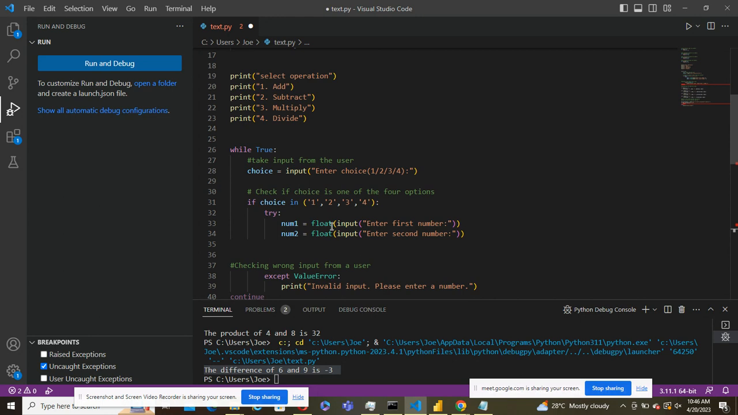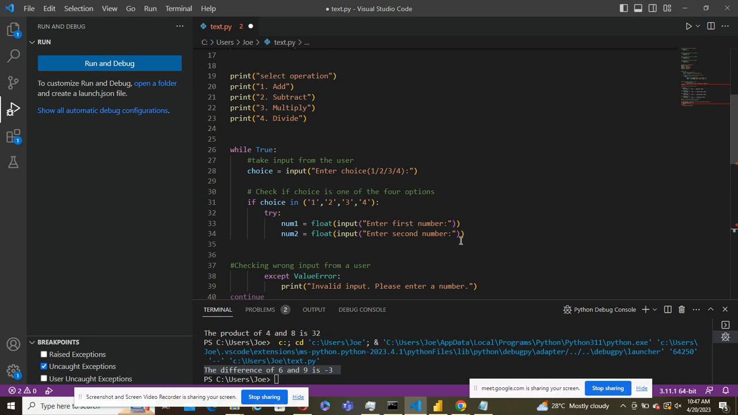Now, while true, while we are taking the input from the user, we are implementing this. We are checking the input. So here we are saying enter choice, either 1, 2, 3, 4. If the choice the user input is inside these numbers 1, 2, 3, 4, then give the person another chance to enter his or her first number. So chance 1, enter the first number, chance 2, enter the second number.